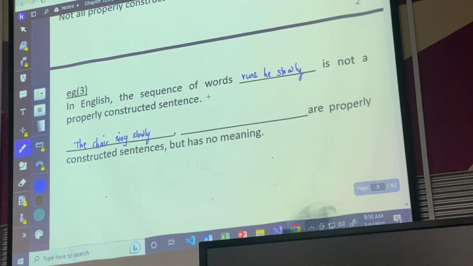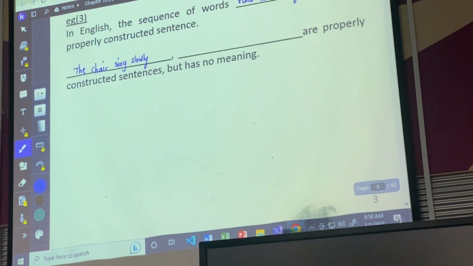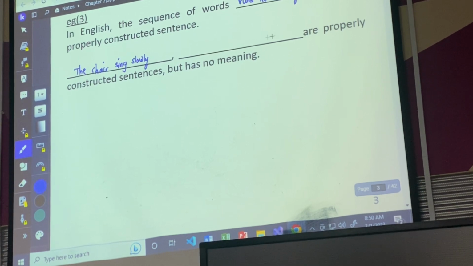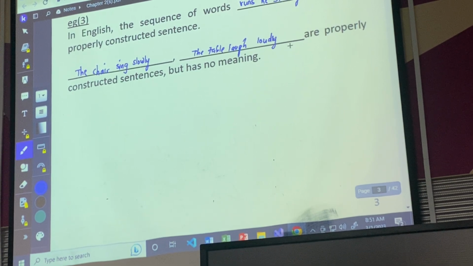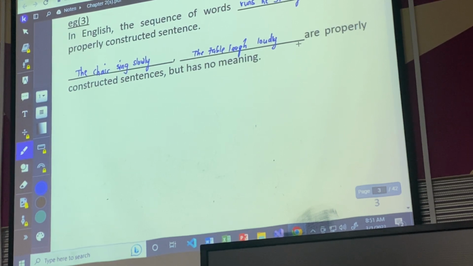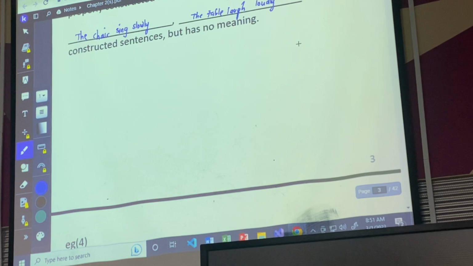Okay, so you can have other examples also. You can put the table laugh loudly, and so on. Okay? So these are examples of semantic problem sentences.